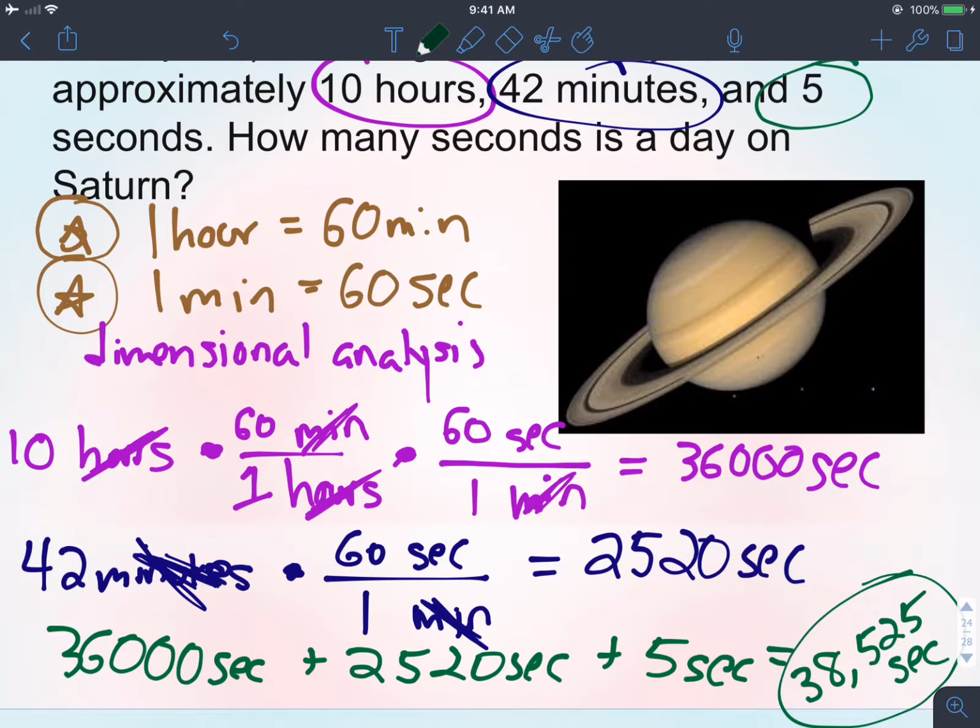Yeah, which number? Which part? We're at 42 minutes. When it went from 60 seconds divided by 1 minute, it was 2,520 seconds. Yes.